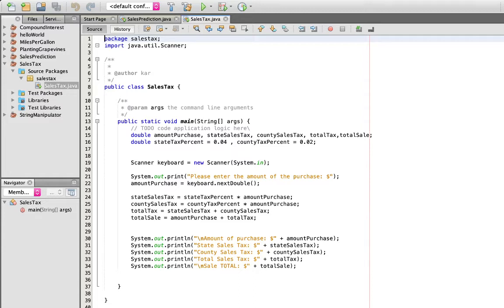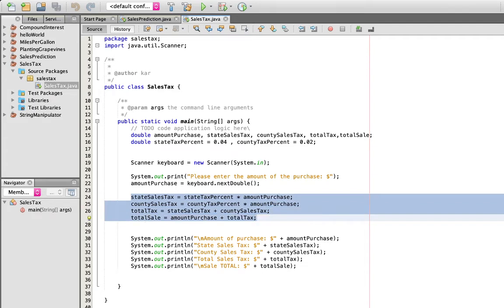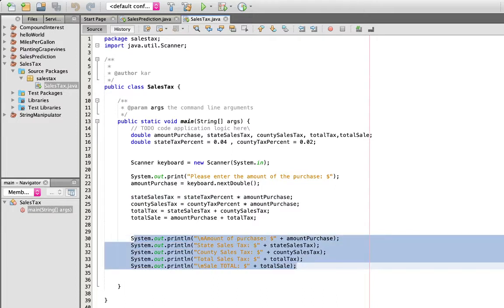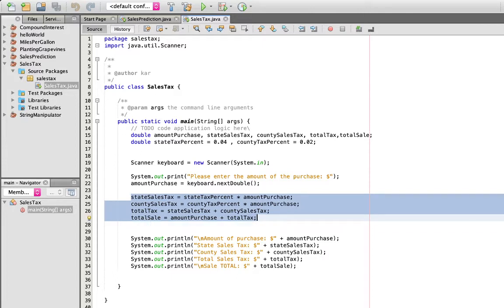So yeah, and then I did my scanner class, and then I did the please enter. I asked the user to input information at next level, and then in here I did my equations. State sales tax equals state tax percent times amount purchase, and then the same goes for the rest. I believe the book gave us the equations too, so I just put that in there. And then in here I'm outputting all the information from over here, and what the user inputs also.